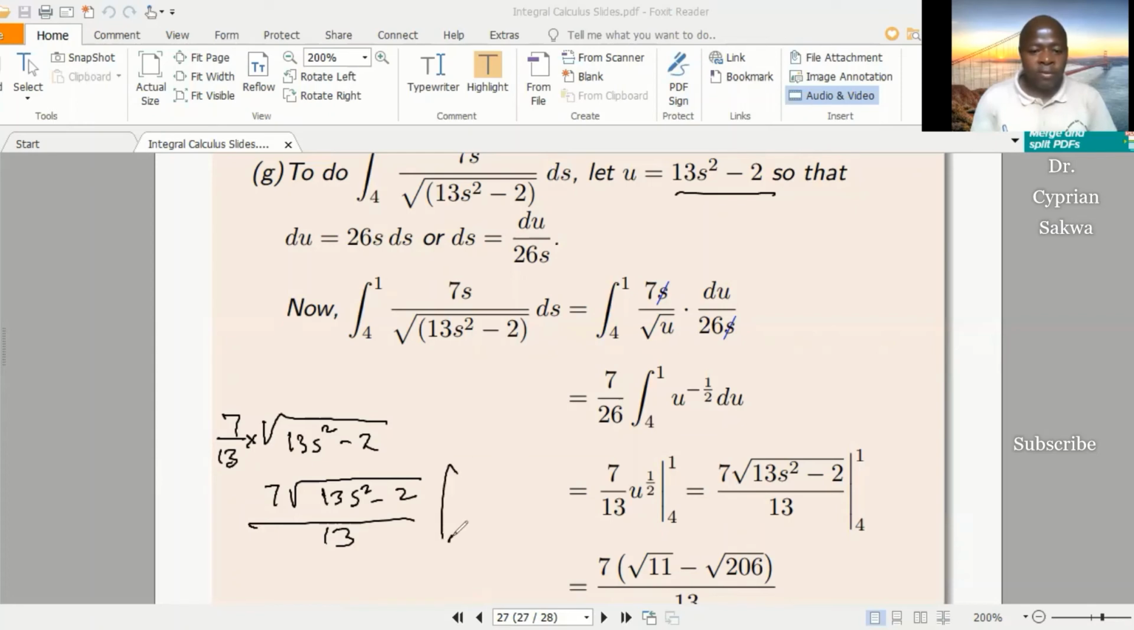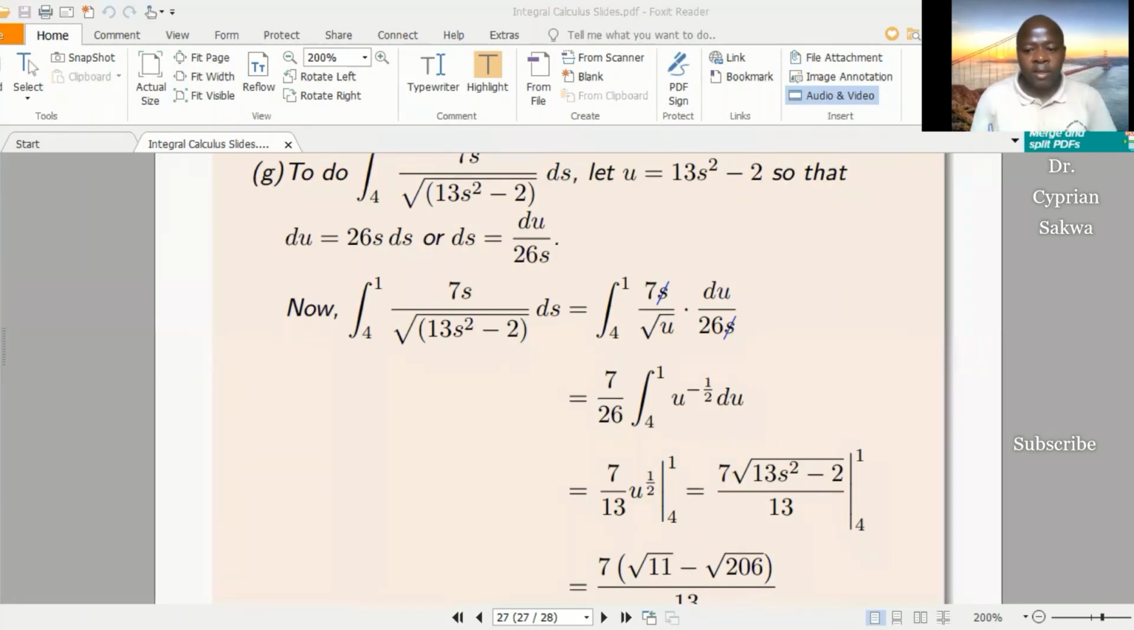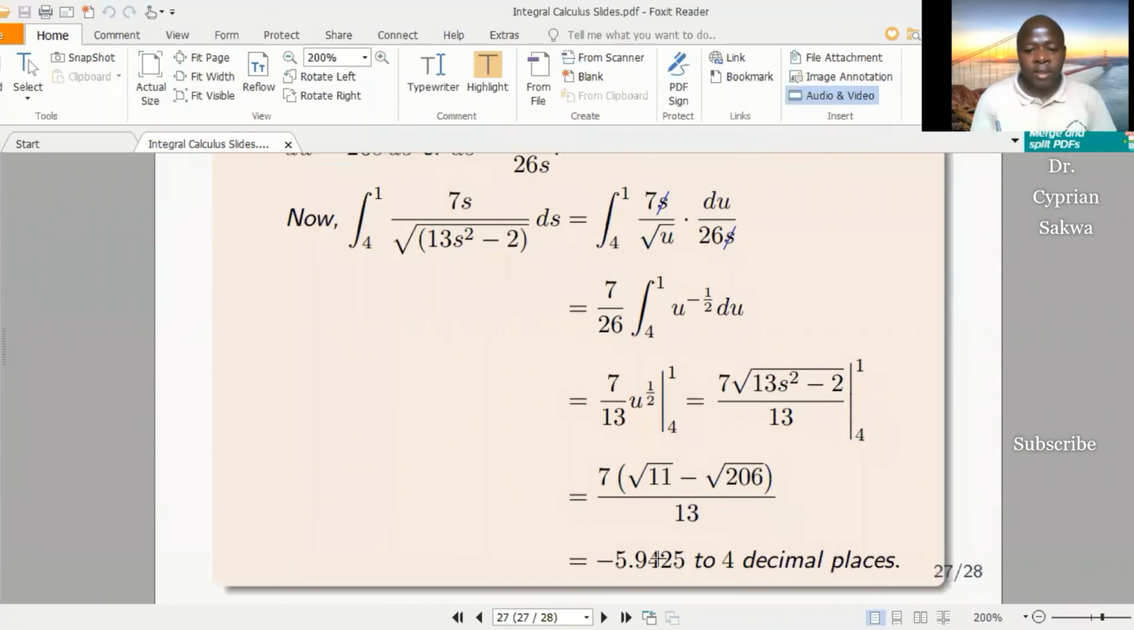The limits are from 4 to 1. So when I put the upper limit, which is 1, this will be 7 times, this will be 13, 1 squared is 1. So 13 minus 2 will be under the square root. That's what you see. Now put the other limit, which is 4, 16 times 13 minus 2. I have 206 under the root. Then divide by 13, and that can be done with your calculator. You get negative 5.9425. My answer is given to 4 decimal places.